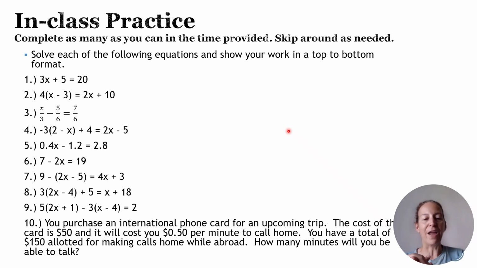Underneath my face down there, the bottom problem reads, you purchase an international phone card for an upcoming trip. The cost of the card is $50 and it will cost you 50 cents per minute to call home. You have a total of $150 allotted for making calls home while abroad. How many minutes will you be able to talk? All right, pause the video, give yourself about 20 minutes and see what you can do.